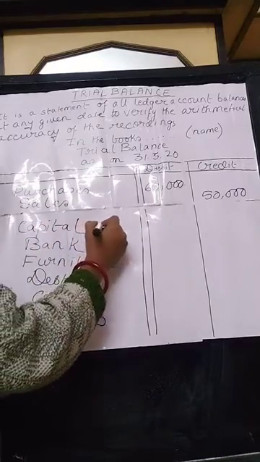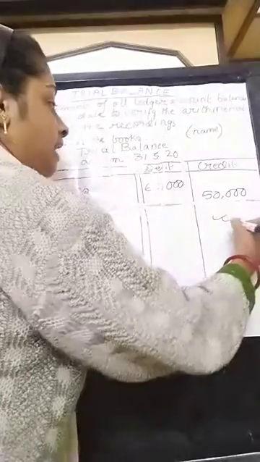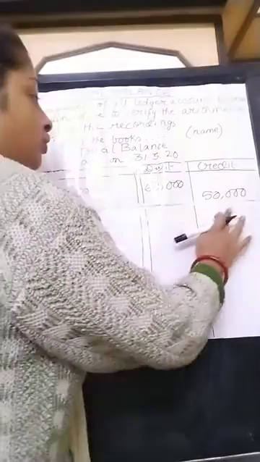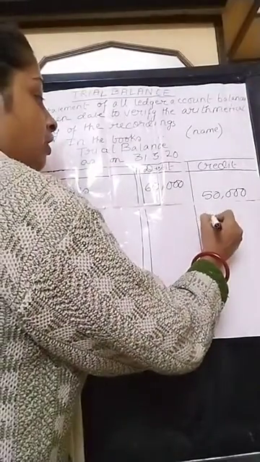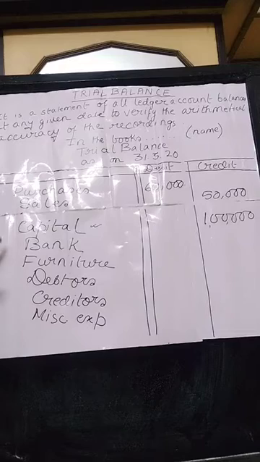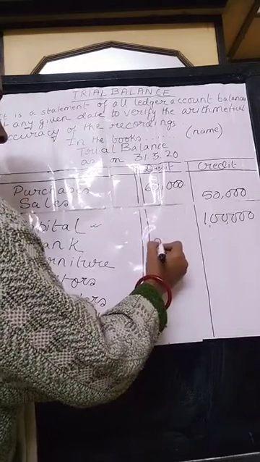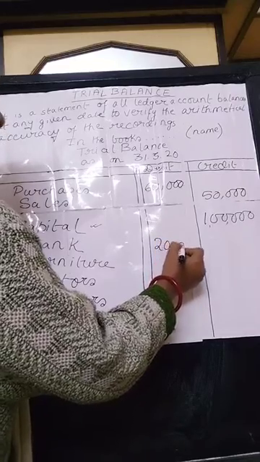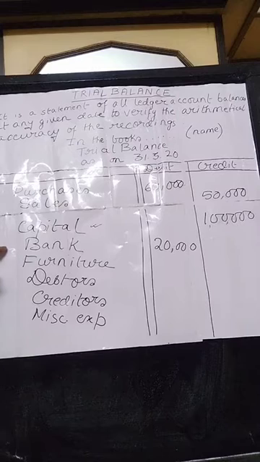Capital is a liability, so the amount of capital will come on the credit side. Suppose capital is 1 lakh. So here on the credit side, you will write 1 lakh. Again, bank. Suppose a 20,000 bank balance is there. Bank is an asset. It is a real account. It is an asset, bank balance. That's why you have to write 20,000 on the debit side.